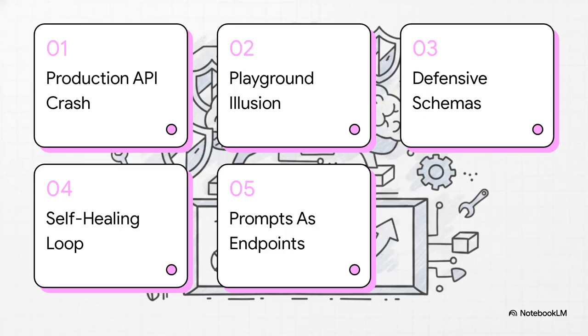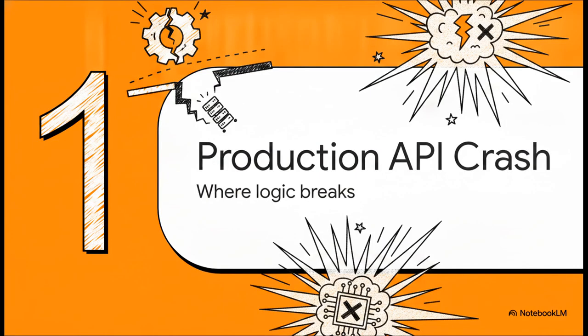To get there, here's a roadmap. 1. The production API crash. 2. The playground illusion. 3. Enforcing defensive schemas. 4. The self-healing fallback loop. And finally, 5. Prompts as API endpoints. All right, let's kick things off with Section 1, the production API crash.